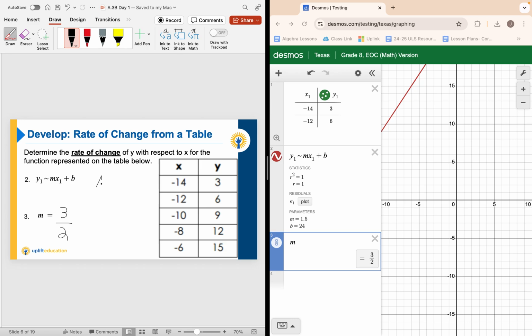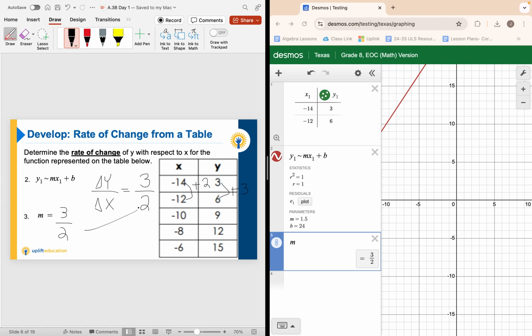The other way is by hand. So I'm going to talk to you guys about the change in y divided by the change in x. What that means is that we're going to calculate the difference between those y values and the difference between the x values. If I look at my y values, to go from 3 to 6, I would be adding 3. So I will put a 3 here on the numerator. Those are the changes in my values of y. The changes in my values of x, however, if I go from -14 to -12, I would be adding 2. And so the 2 is now going to go on the denominator.